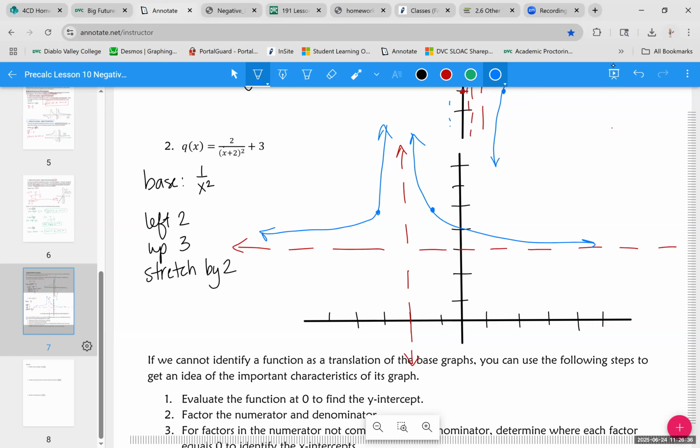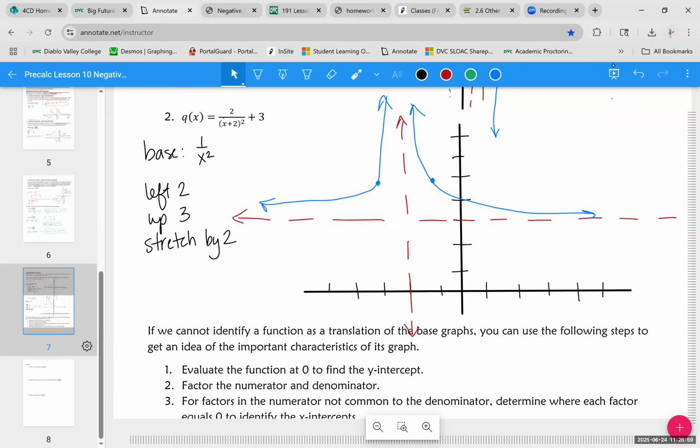I want you to be at the point where you can identify what the base graph is, so what it's basically going to look like, and shift it around, reflect it, and have that intuition. If you can walk into Calc 1 with that graphing intuition, you are going to be in so much better shape than you would be if you were stuck point plotting or relying on a graphing calculator to find this for you.